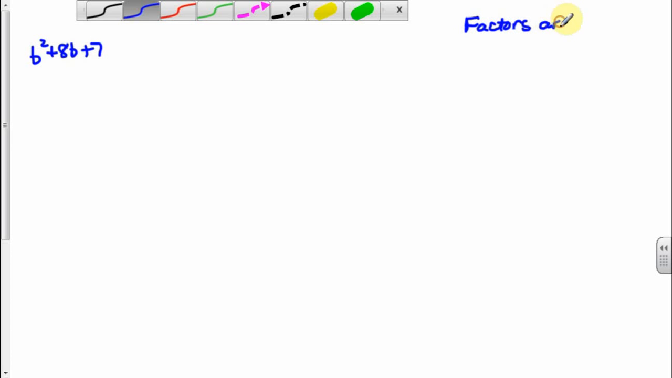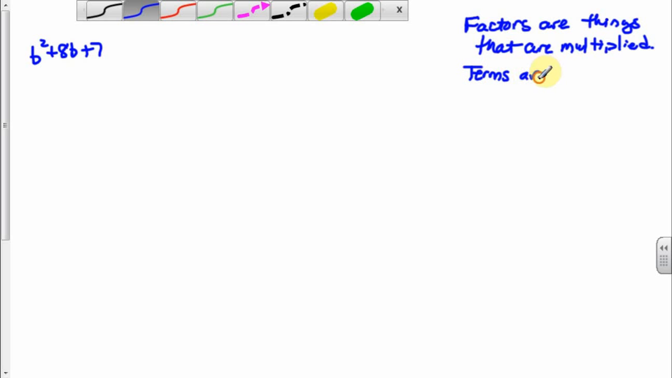Factors are, and I hate to use the word things because it's such an elementary word, but I'm going to use it anyway, okay? Factors are things, numbers, monomials, whatever, that are multiplied. Terms are added or subtracted.